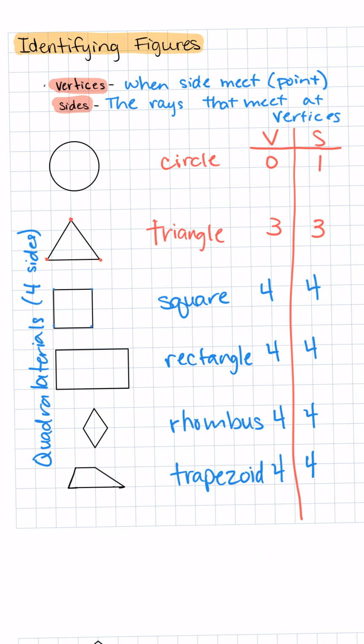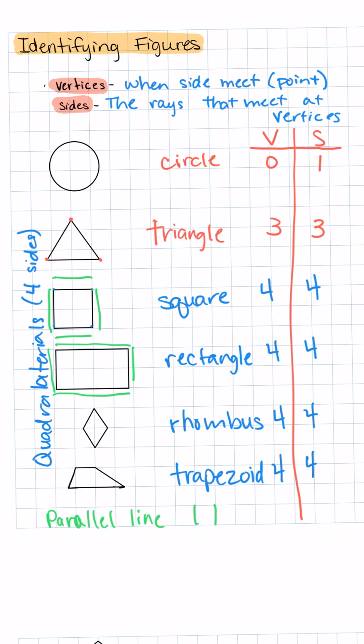Parallel lines are like train tracks. They run exactly the same distance apart forever and ever. So a square has 2 sets of parallel lines. A rectangle has 2 sets of parallel lines. Those 2 are parallel. These 2 are parallel.